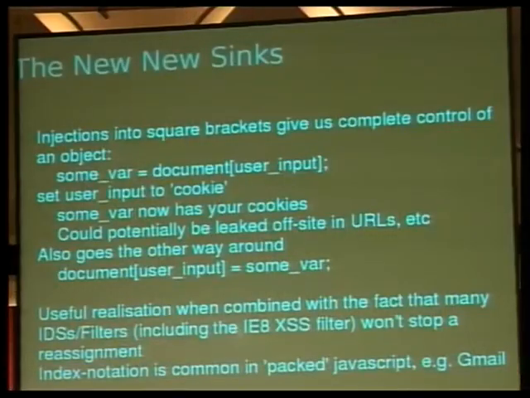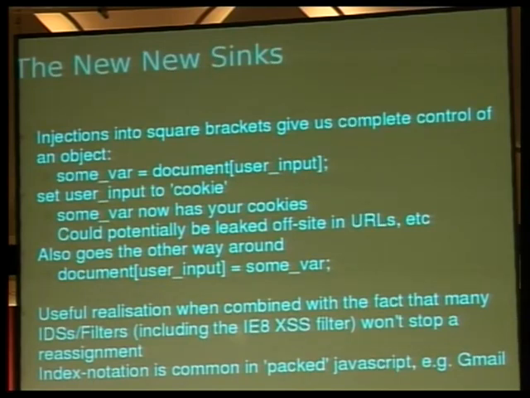And when you look at some of the JavaScript code out on the internet, a lot of it ends up being packed in such a way that it takes up much less space. Often this means that things are referenced using array notation. So, for example, you'll have document, then open square bracket, some variable, close square bracket. If you control the contents of that variable, then you can obviously control where something is being assigned or where data is being accessed from.